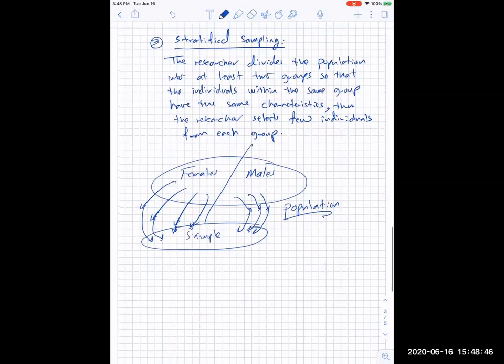Okay. Number 4, another type of sampling is called the cluster sampling. Cluster sampling.